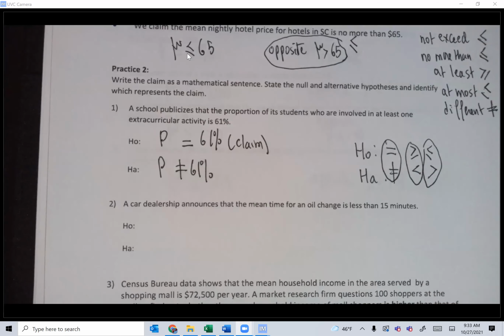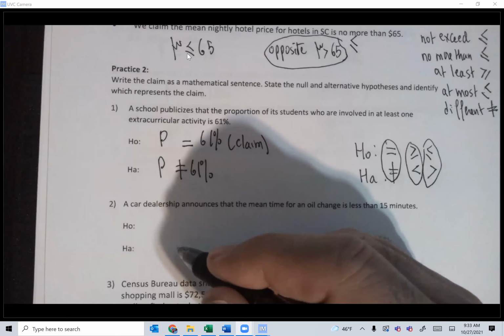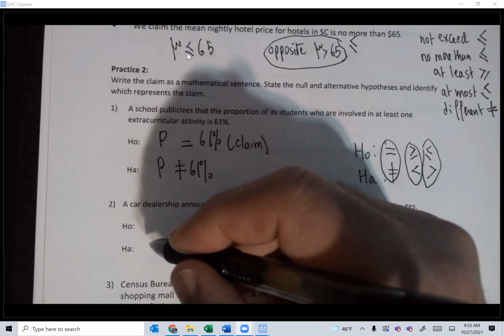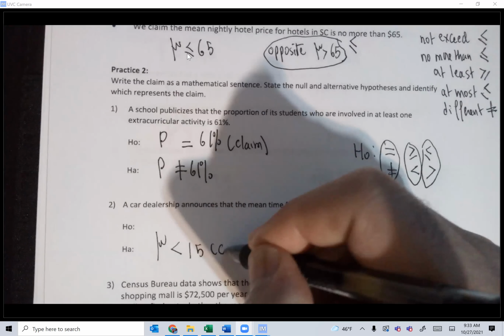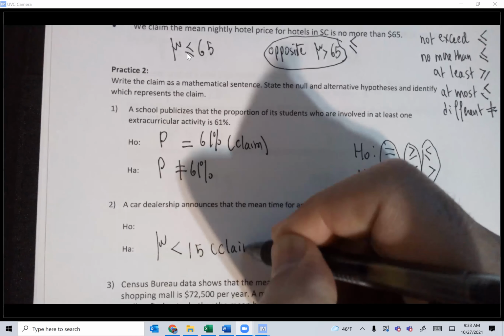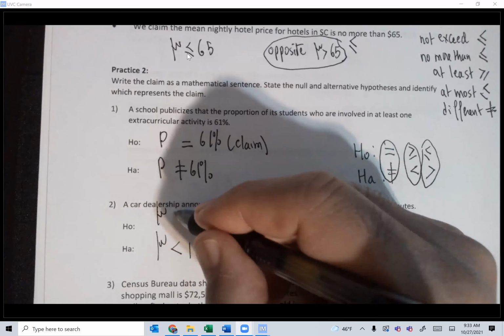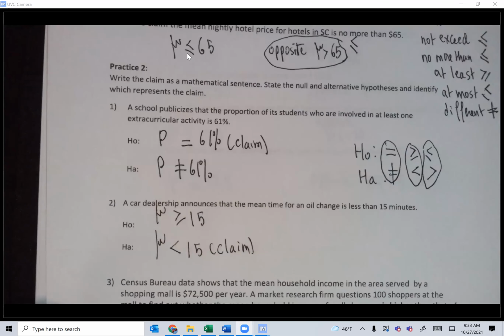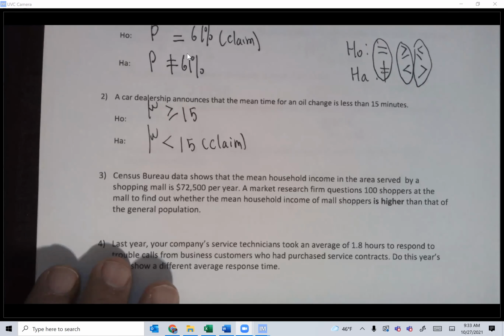A car dealership announces that the mean time of an oil change is less than 15 minutes. So less than, guys, you just put the sign. It has to be here. Don't put it in H0 just because you read that H0 comes first. No, sometimes you have to write HA first. So less than 15 minutes, and that's where the claim is. And now you guys can see what the null hypothesis is going to be. If you have any questions, please ask me.